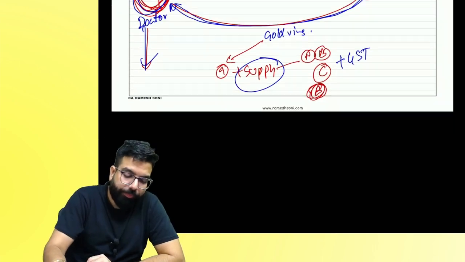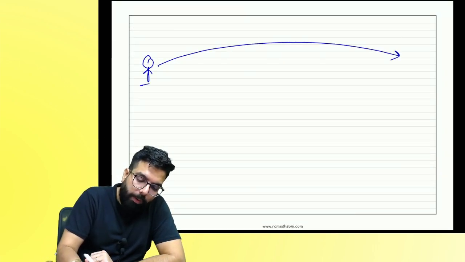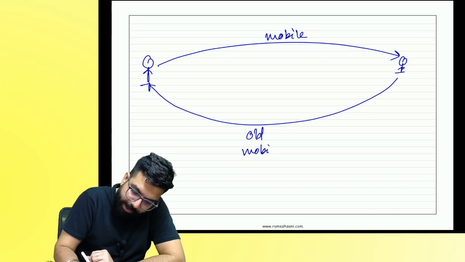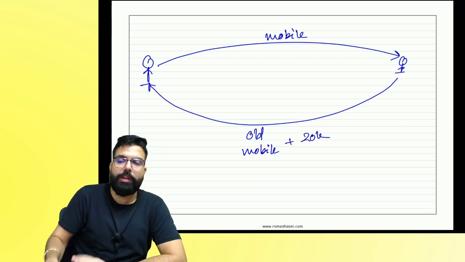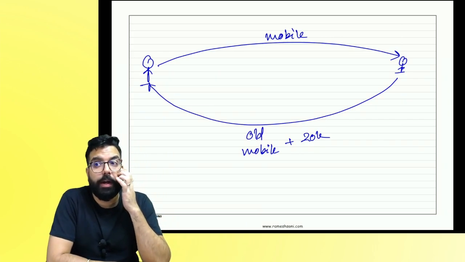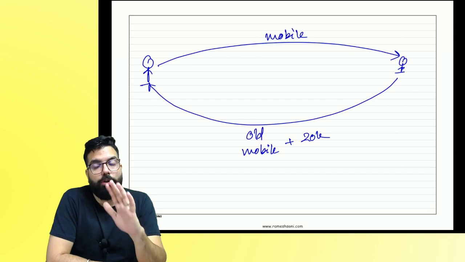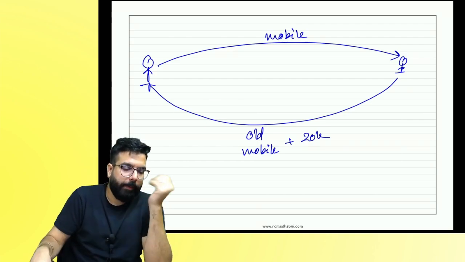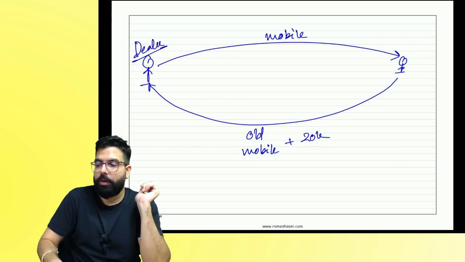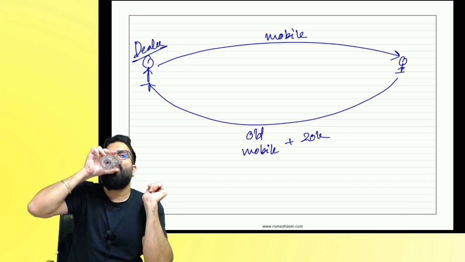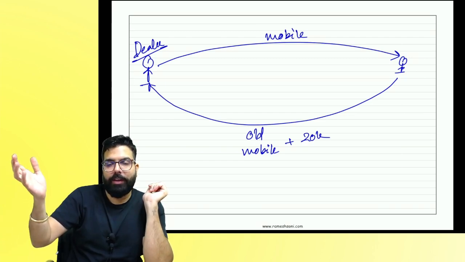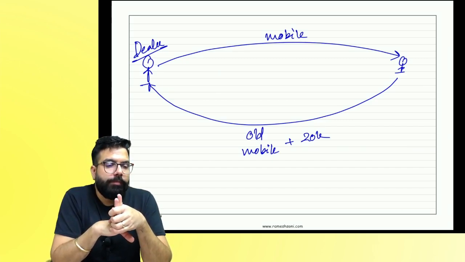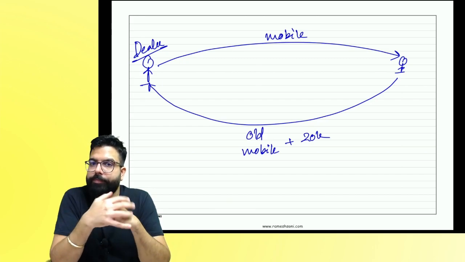Now you would have understood. I gave you one mobile. You gave me an old mobile plus 20,000. My question, from both angles: analyze and tell me, will GST come on both of them? Analyze both of them. Think. I am a dealer. You are not a dealer. Think. Done? What did you think?